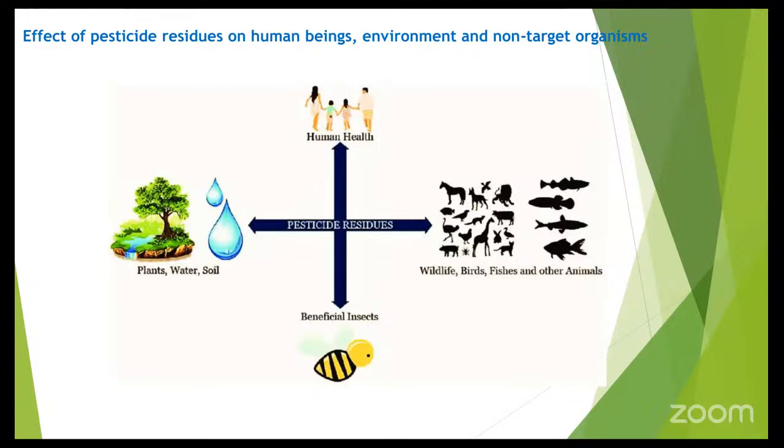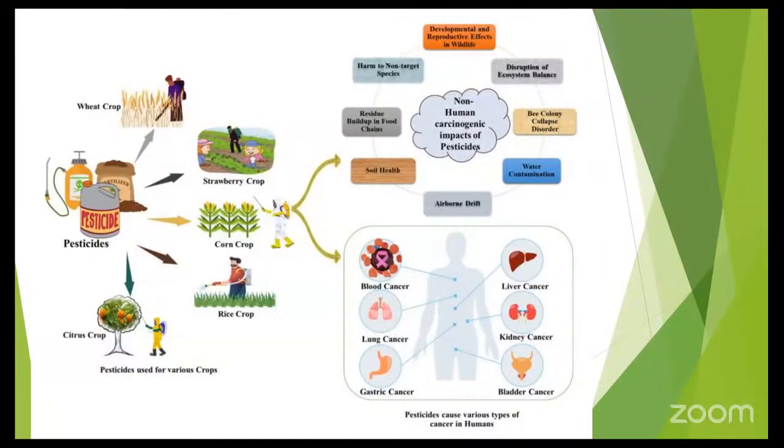So examples of known chronic effects are cancers, birth defects, reproductive harm, neurological and developmental toxicity, immunotoxicity, and disruption of the endocrine system. So in this you can see the pesticide residues, they affect the human health, wildlife, birds, fishes and other animals, beneficial insects, plants, water and soil as well.